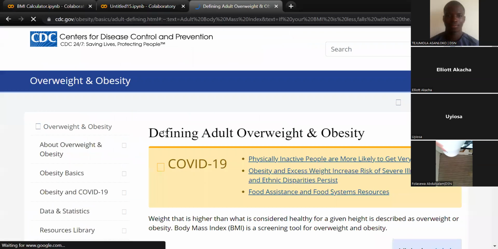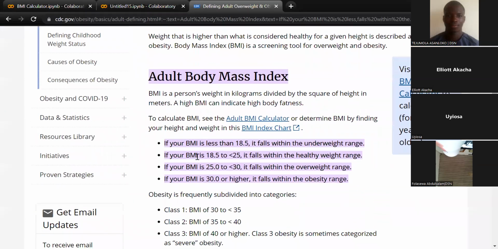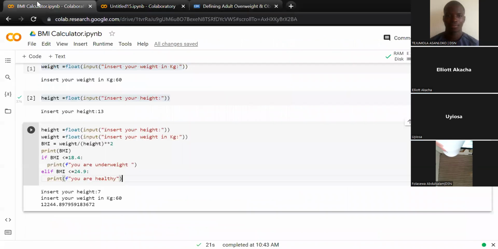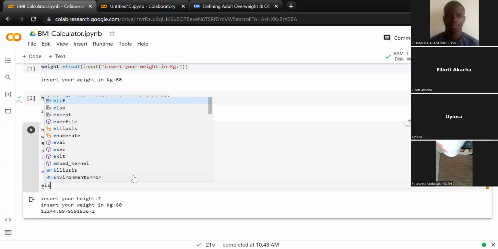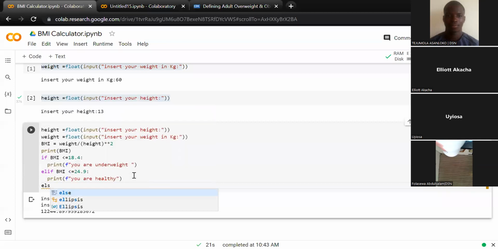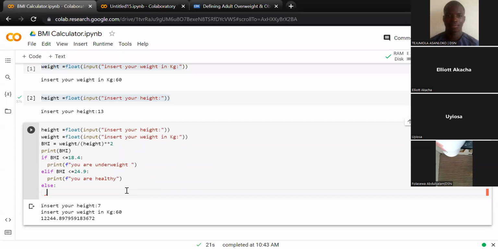Adult body mass. So if your BMI is less than 18.5, then you fall under underweight. If it's this, then it is your healthy weight range. If this, then it is this. I would like us to complete it on our own, but let me just complete this with else. Else, that would be print. That's your homework.